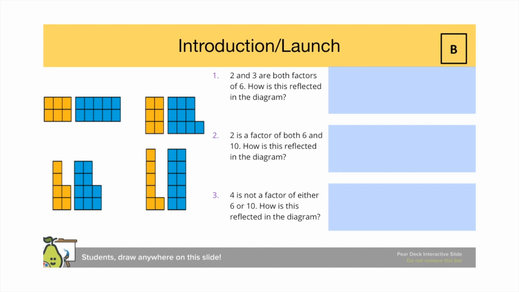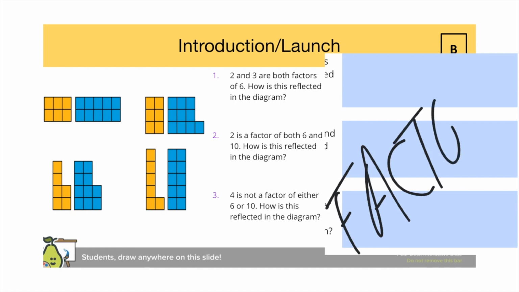And so students should realize that for all of these questions, 2 and 3 are both factors of 6. How is this reflected in the diagram? 2 is a factor of both 6 and 10. How is this reflected in the diagram? And question 3, 4 is not a factor of either 6 or 10. How is this reflected in the diagram? End the discussion by defining the term factor as one of 2 or more numbers that, when multiplied together, result in a given product. In this particular case, a factor is the height that will make a rectangle have a given area.